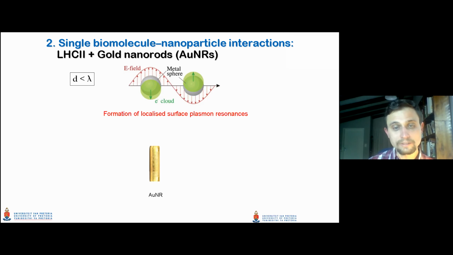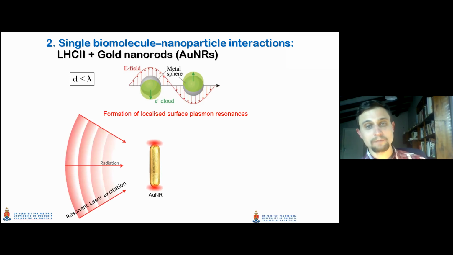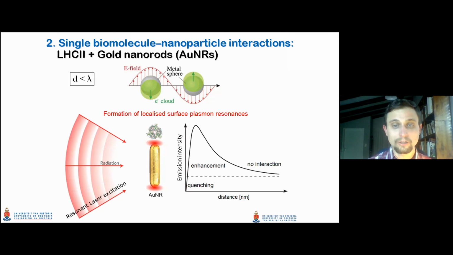So if you have a gold nanorod here, for example, and you shine light on it, or it absorbs light, then it will create these so-called hot spots at the tips of the nanorods. And these hotspots can concentrate or localize the electromagnetic field, or the light in this case, to concentrations that are orders of magnitude greater than just simply focusing the light to the diffraction limit. Okay, now if you would put a biomolecule in there, for example, yes, again, the example of LHC2, you can drastically change the photophysical properties.